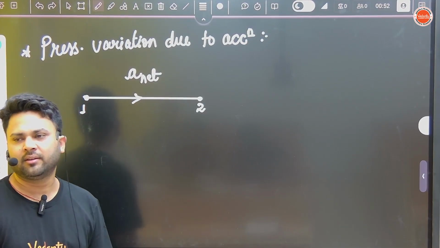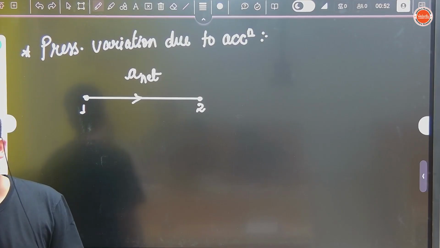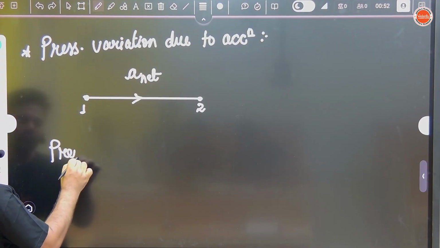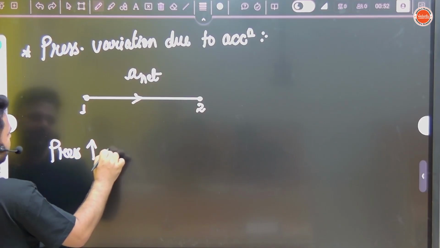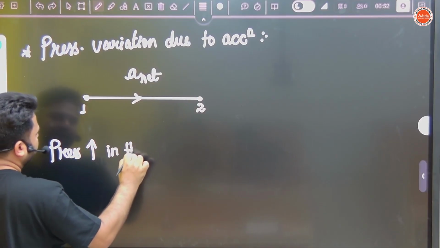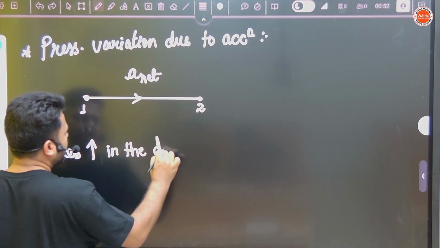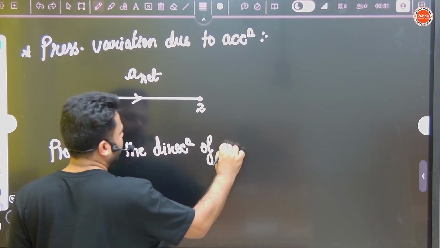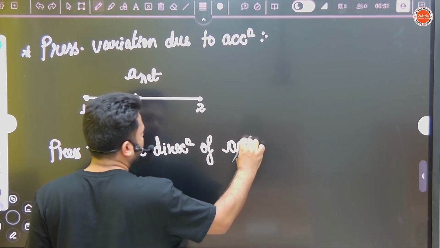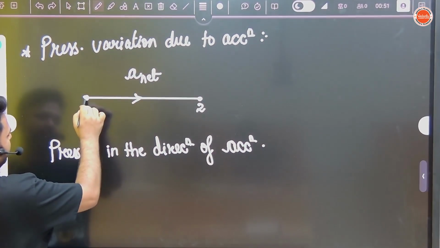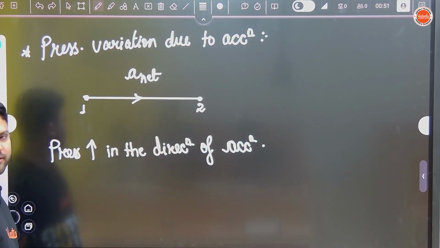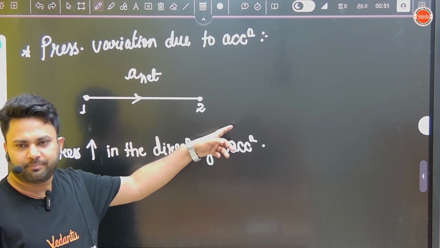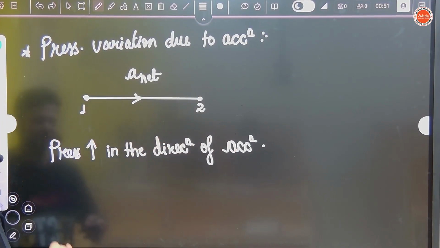Always remember, pressure increases in the direction of acceleration. Means, if point number 1 and point number 2 I compare, which point will have more pressure? Second point. Pressure increases in the direction, and how much more?